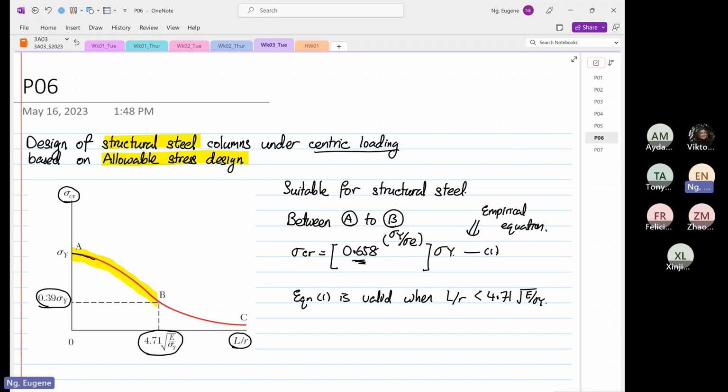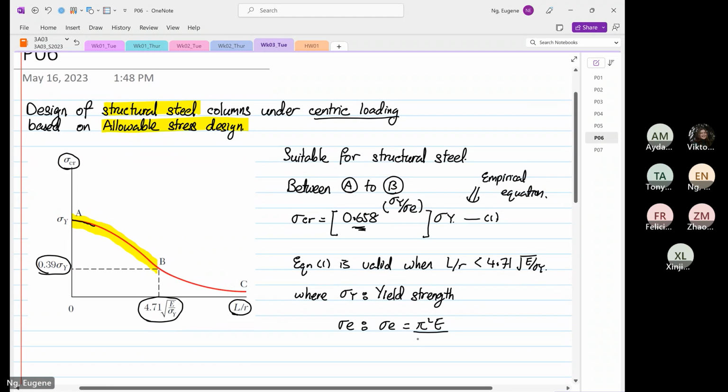Now I'm going to define what the rest are, where sigma Y is your yield strength, and sigma E is equal to pi squared E over (L over R) squared.